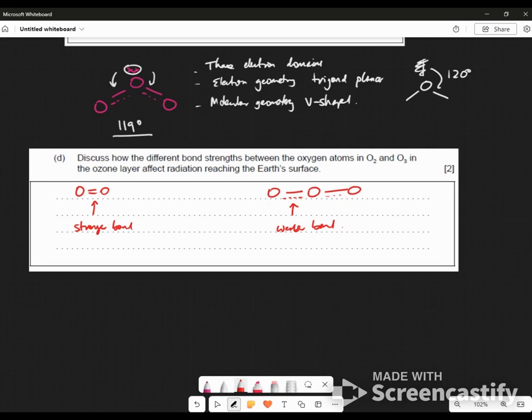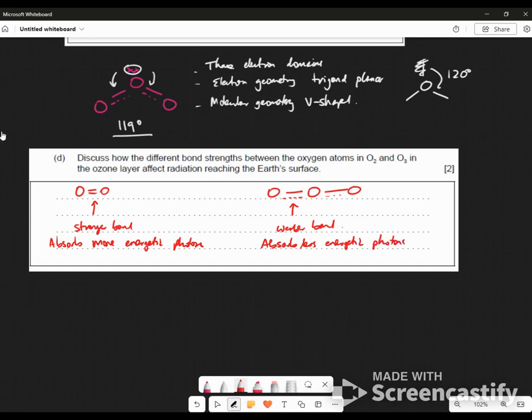Okay, so the stronger bond of oxygen will absorb more energetic photons. Okay, and the weaker bond here will absorb less energetic photons.